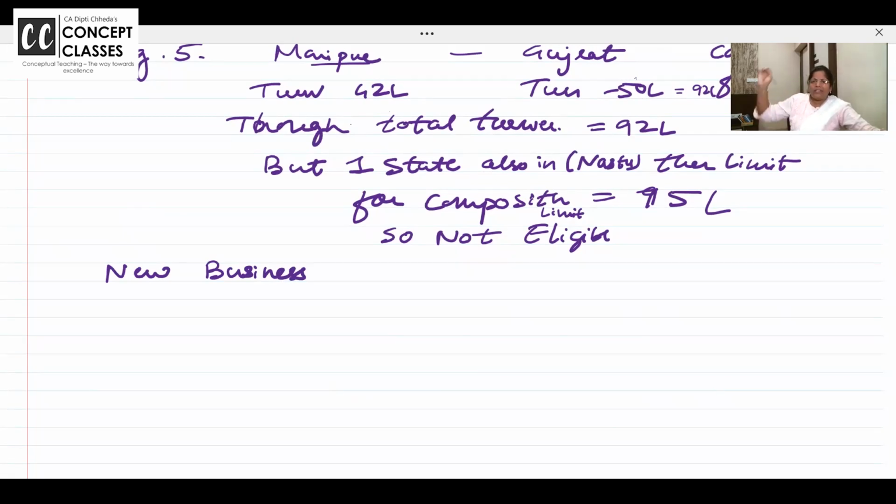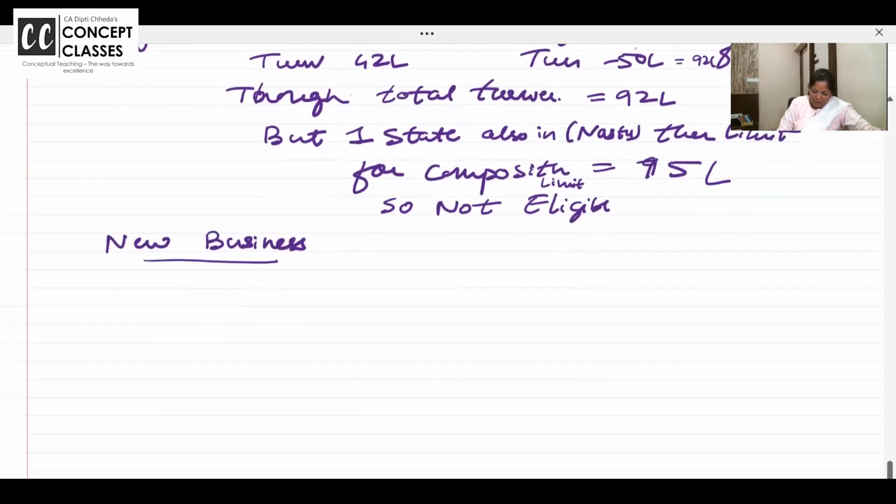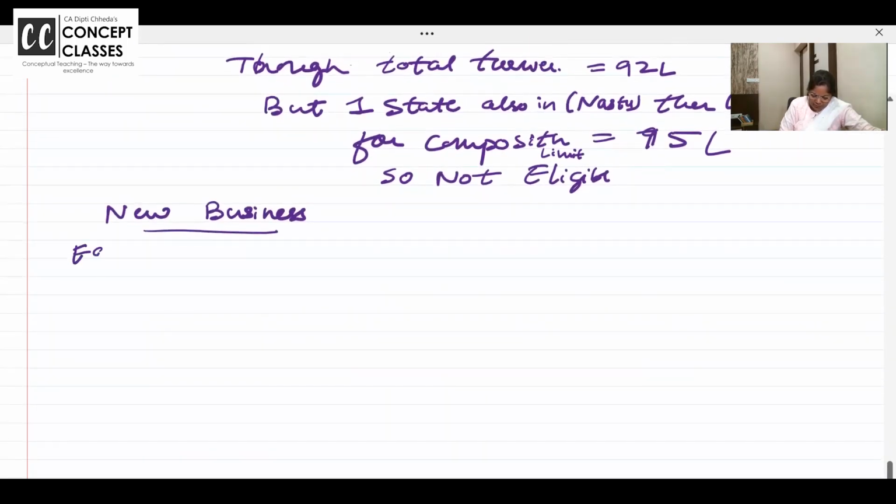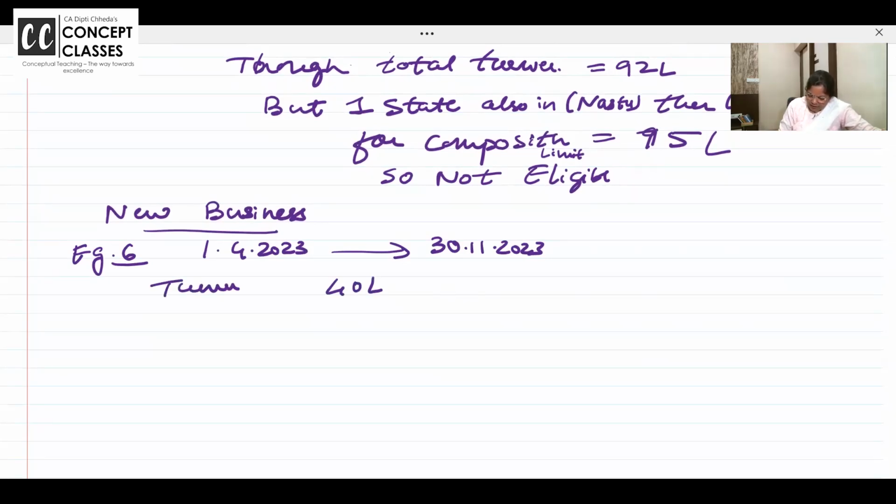can go without registration till 40 lakhs. See, I'll give you an example. ये भी आ चुका है एग्जाम में और इतने मजे से पूछते हैं इसको. Example 6. 1st of April 2023 you started a new business. Till 30th of November 2023 छोटे मोटे डीलर थे. आपका टर्नओवर है 40 lakhs. Because your turnover is 40 lakhs, no registration. Ma'am, no registration, then no GST.